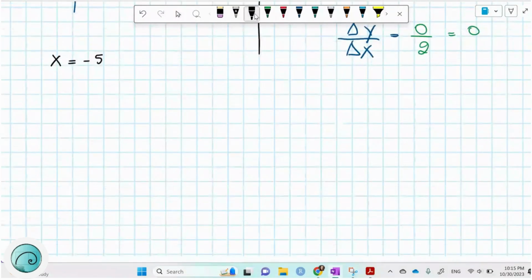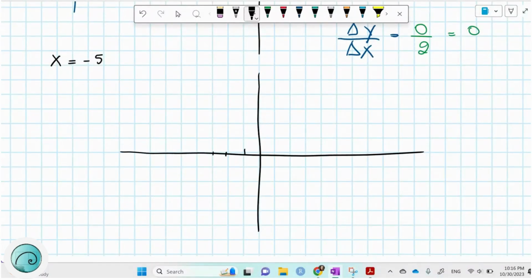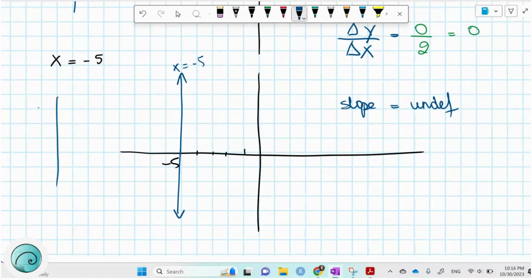You might remember from the previous video, when you have x is equal to -5, 1, 2, 3, 4, 5, -5 is here. So x is equal to -5 goes like this. X equals -5. And do you remember the slope of a vertical line is undefined? Let's do the math one more time. Where does that come from? Make a table of values. The x is -5, the y doesn't matter. That's this point, the first point.